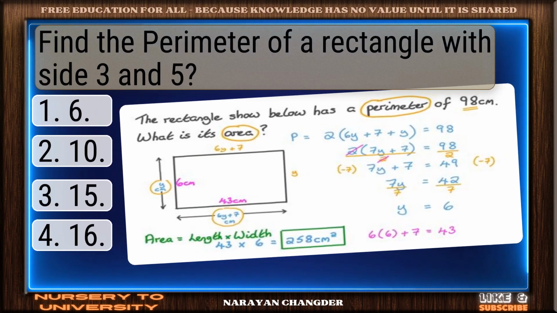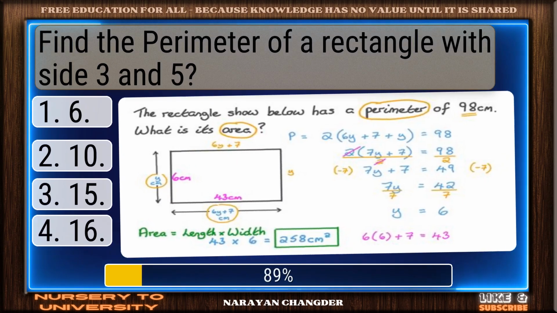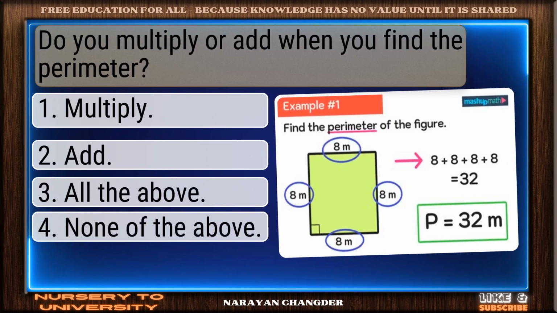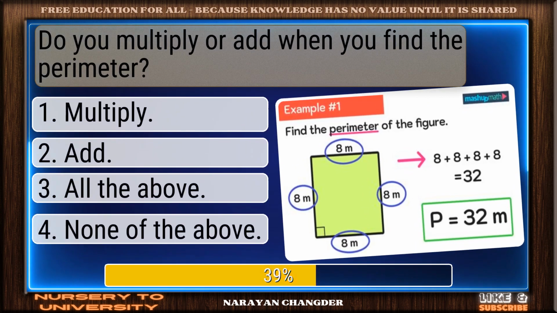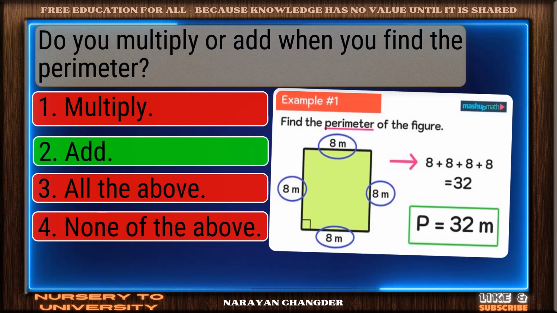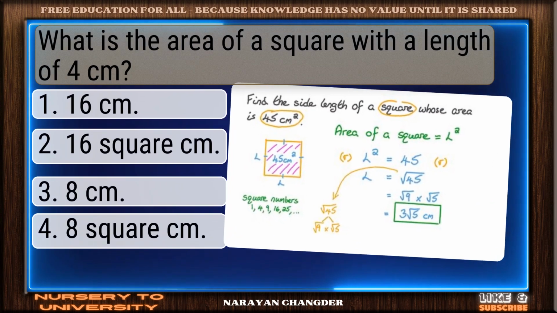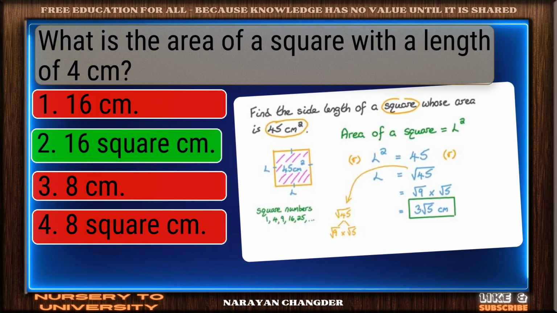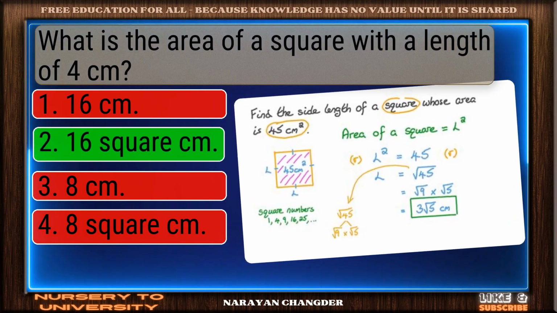Find the perimeter of a rectangle with sides 3 and 5. Good thinking. 16 is the right answer. Do you multiply or add when you find the perimeter? Solid response. Add is a valid choice. What is the area of a square with a side length of 4 cm? Clear logic. Your choice 16 square cm is sound and true.